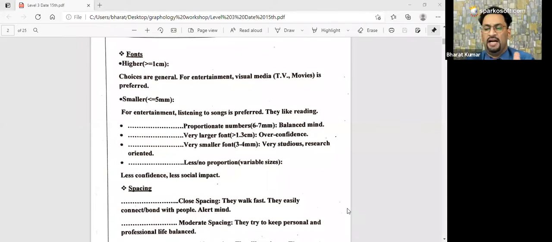There may be a few candidates in the class who show that they know many things, but actually they are less studious. They will have a font size in the range of 1 centimeter.